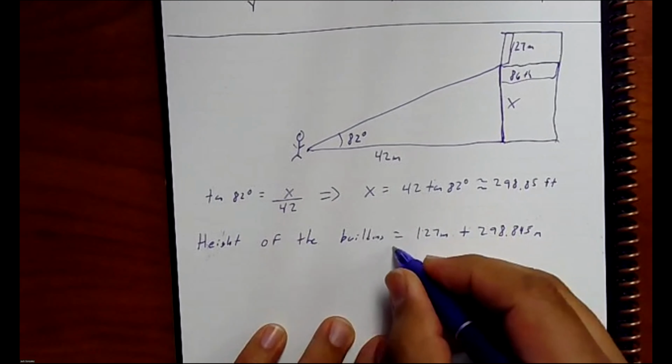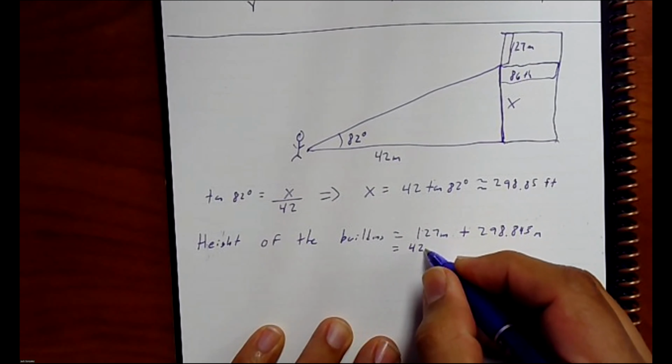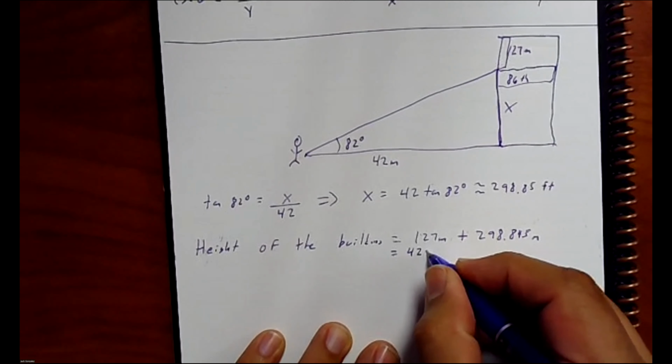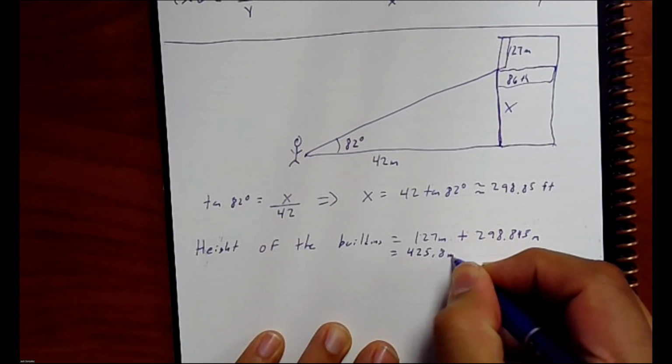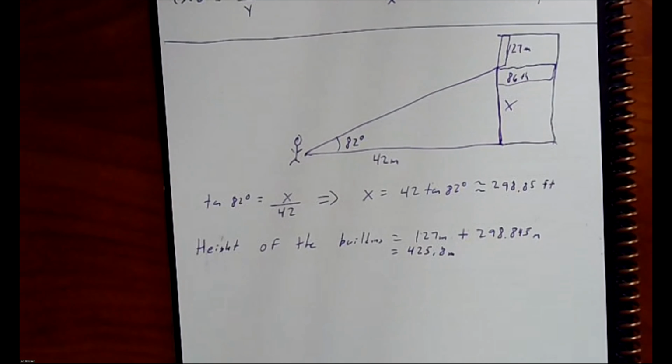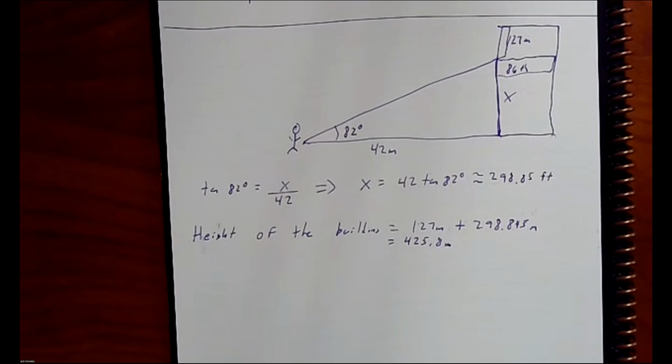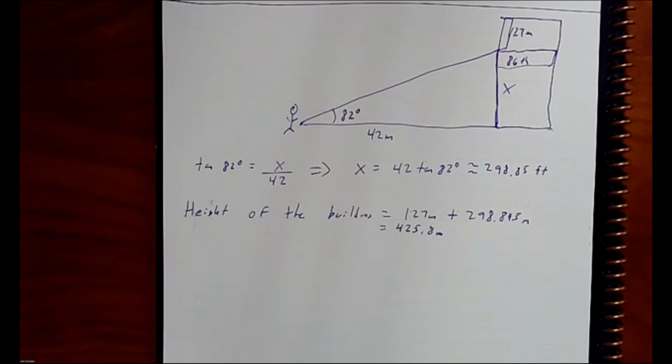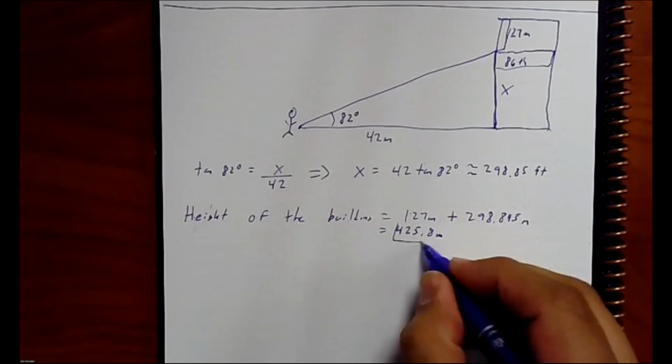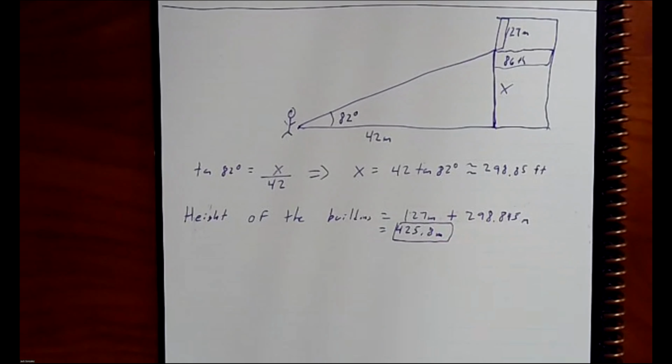Round to one decimal place, now it gets us to 425.8 meters. Yeah, that's right, Natasha. So that's how you find part A. Any questions on how we set that up and what we're doing? Nope. It's not too bad.